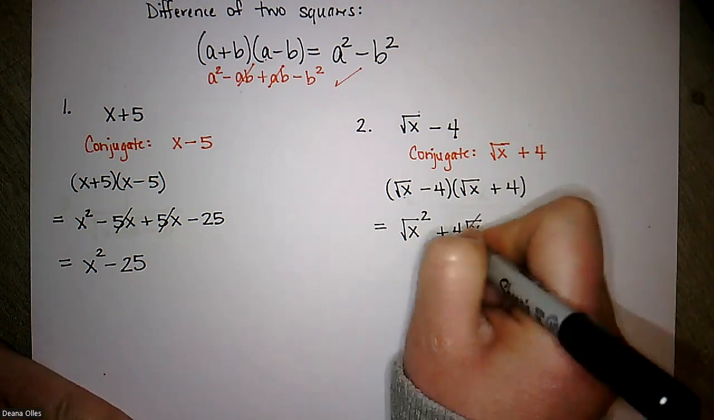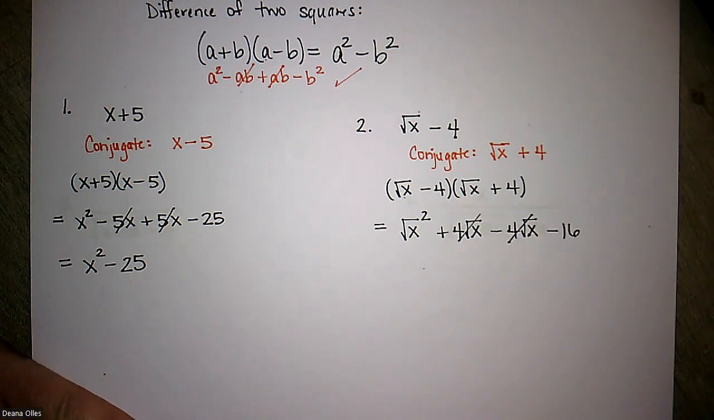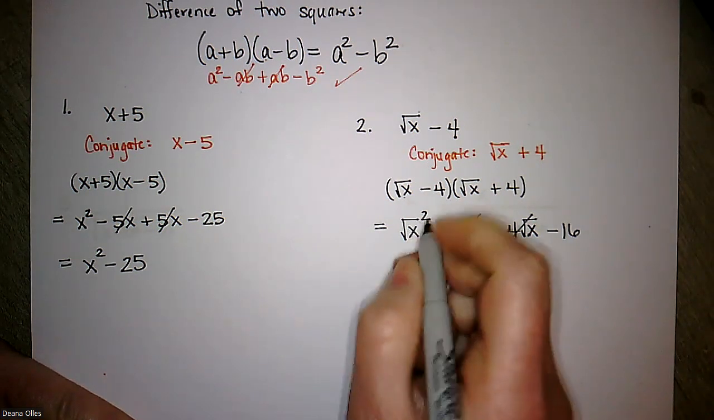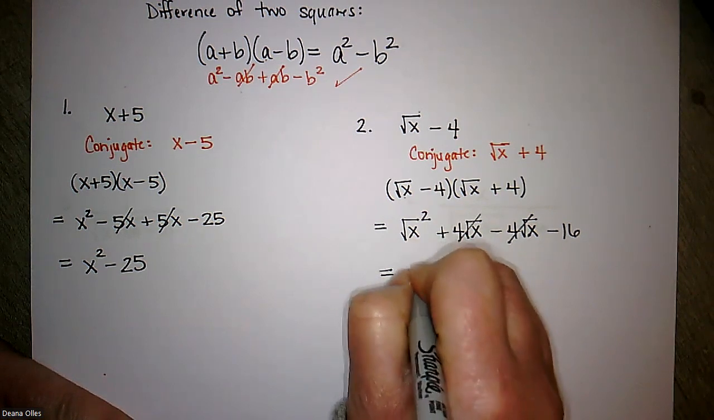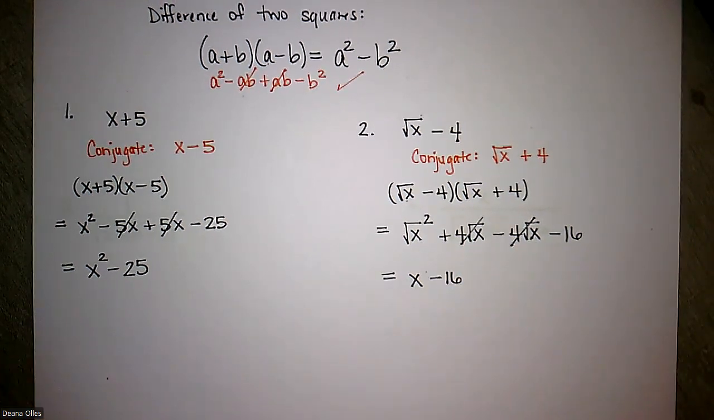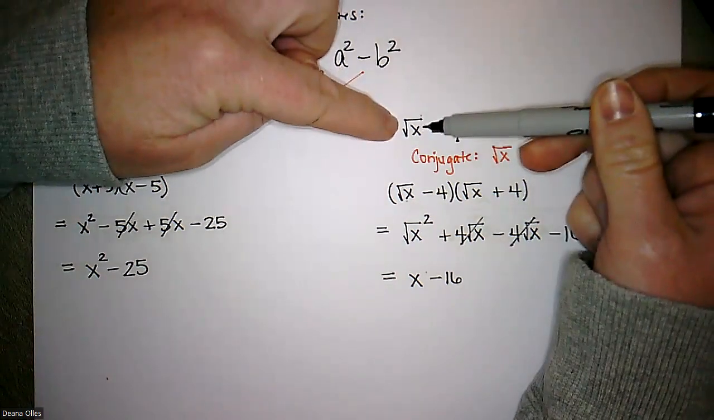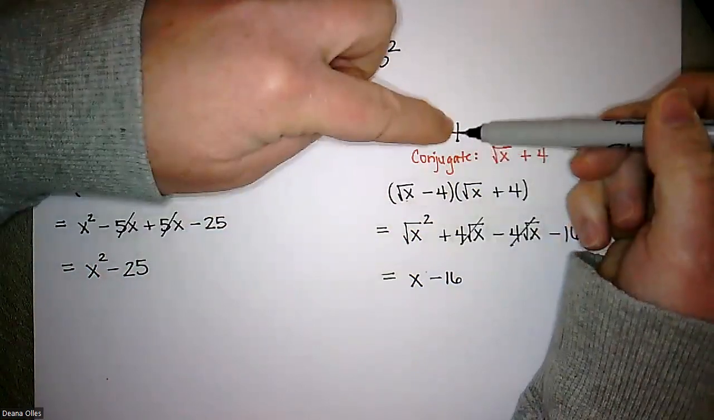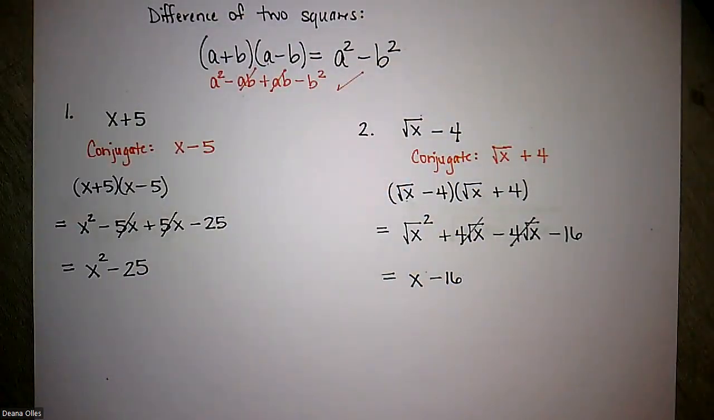Again, 4 root x minus 4 root x, those two middle terms cancel as they always should. If I square a square root, that leaves me with x minus 16. It is still difference of two squares. It's root x squared minus 4 squared.